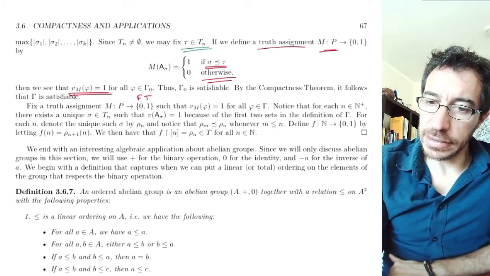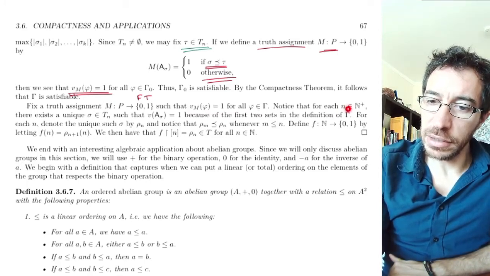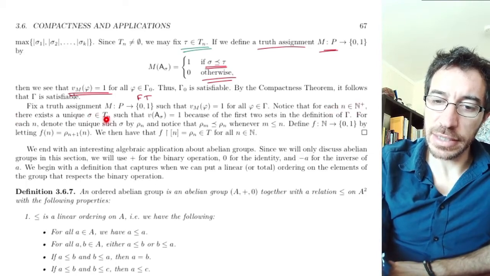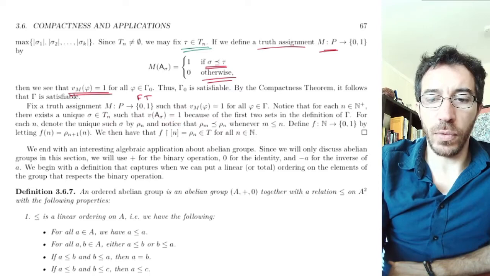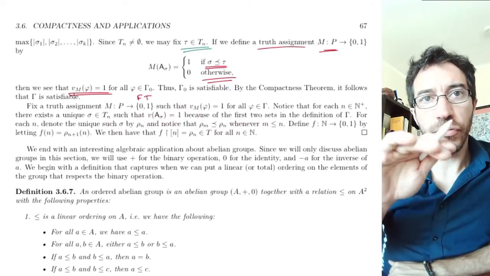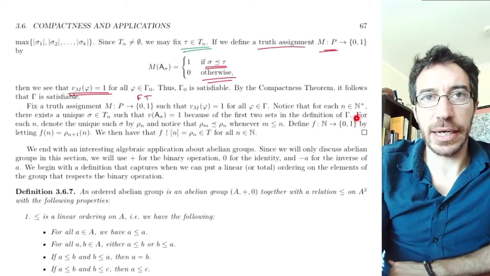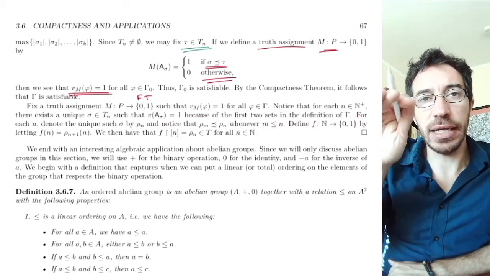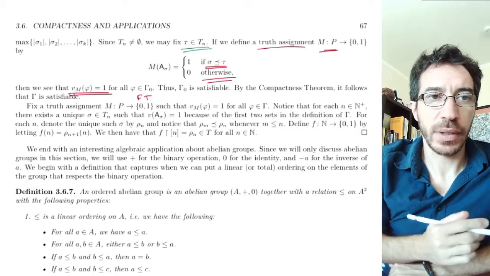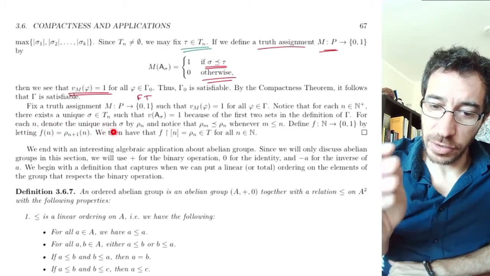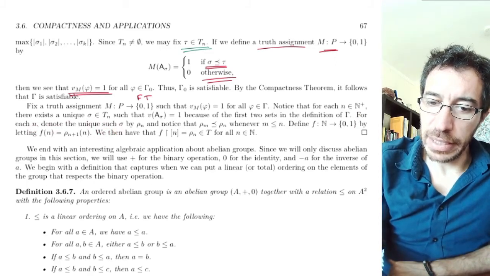So notice that for each n, there is a unique sigma in Tn such that this is true. Why is that? Well, because the first two sets of formulas in gamma say exactly that, and you have to look back to see what they say. They say exactly that at each level, exactly one of them is true. So for each n, denote that unique sigma by rho n.